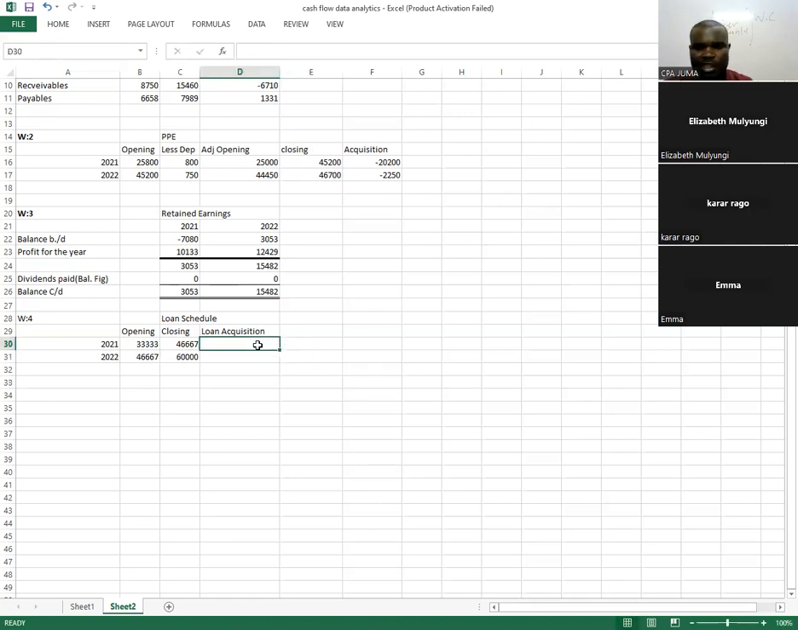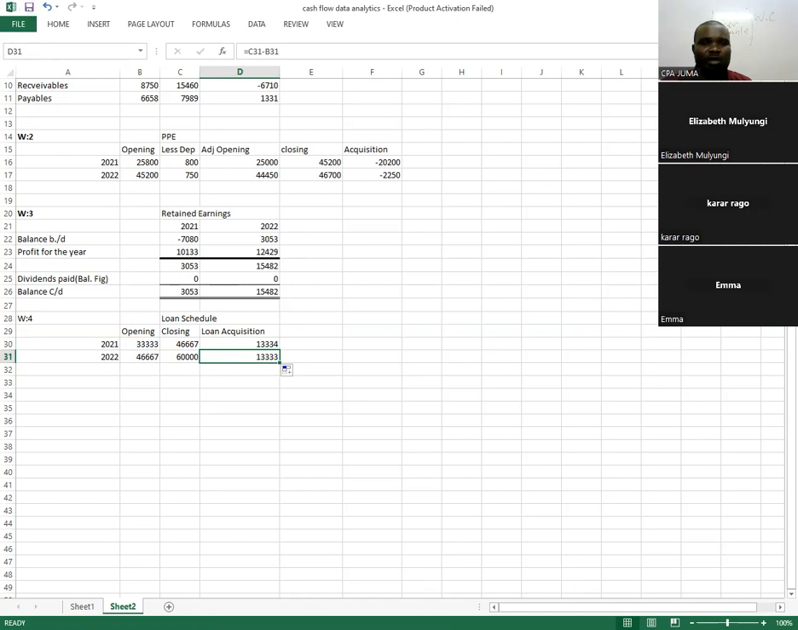So acquisition is the increase, and I want it in positive because it is cash in. So I'll start with this minus this, and drag that one down there. So those are what I wanted for that.